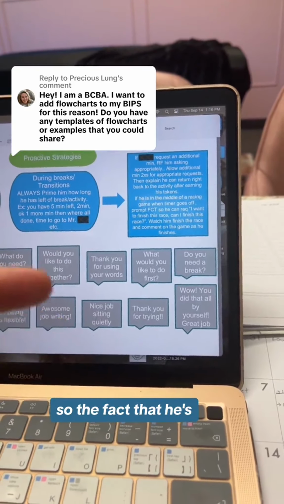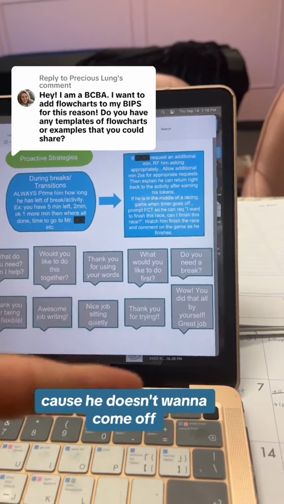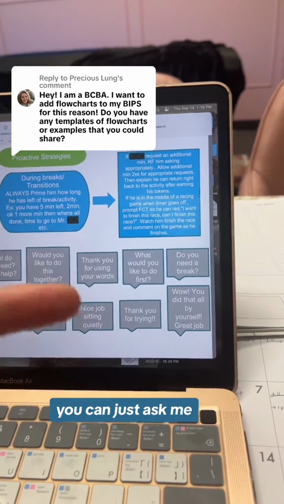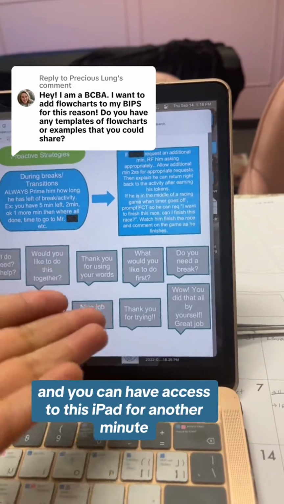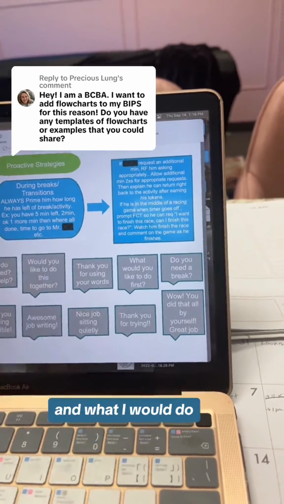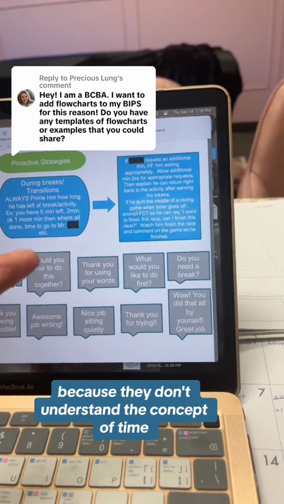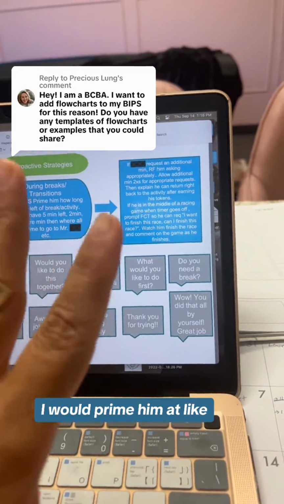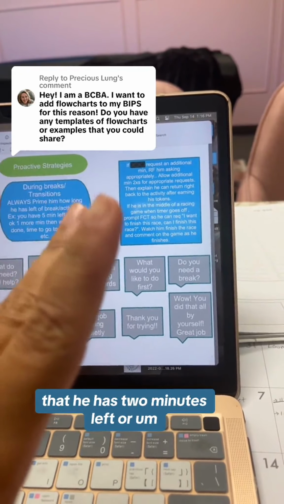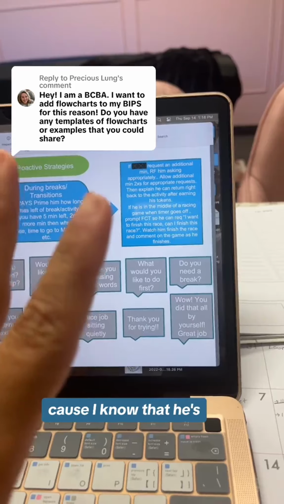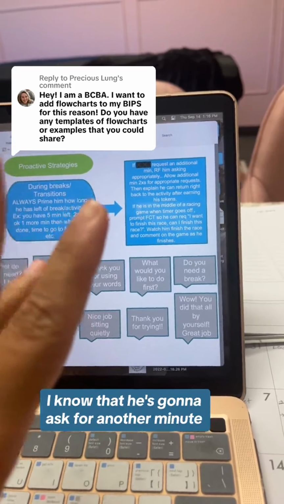So if he's having a behavior because he doesn't want to come off, I'm going to prompt him: okay, look, you can just ask me, can I have another minute? And you can have access to this iPad for another minute. And because they don't understand the concept of time, say we have 5 minutes, I would prime him at 3 minutes that he has 2 minutes left, because I know he's going to ask for another minute.